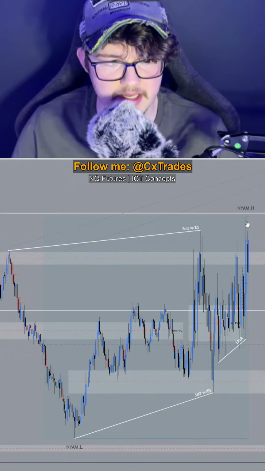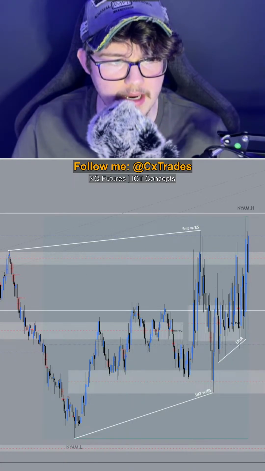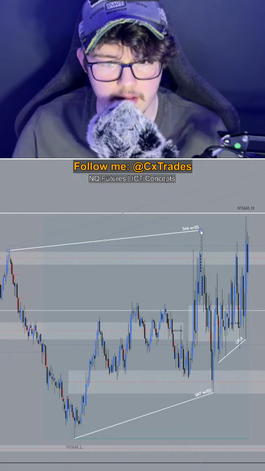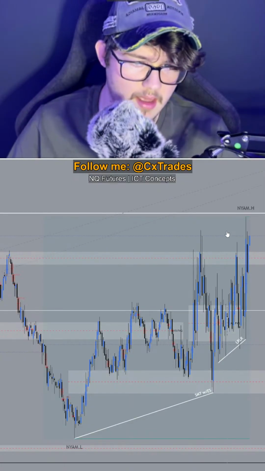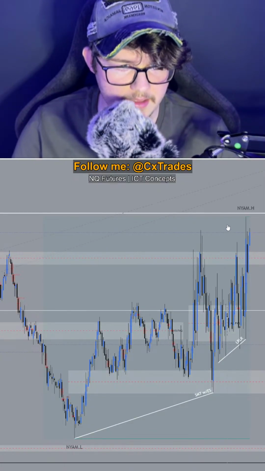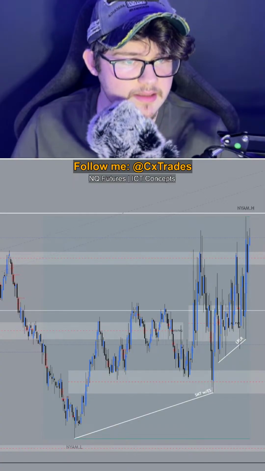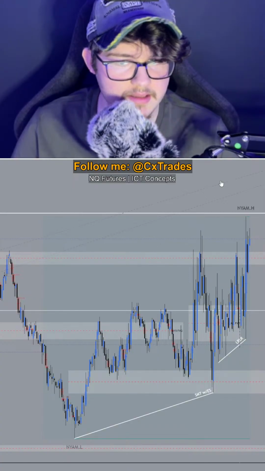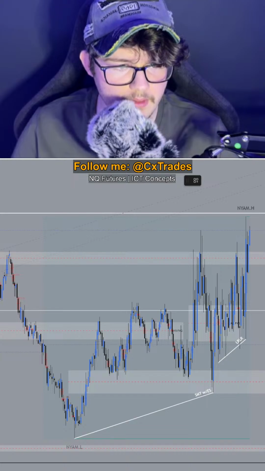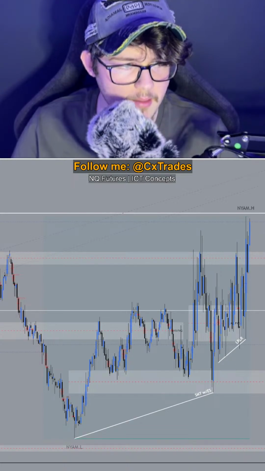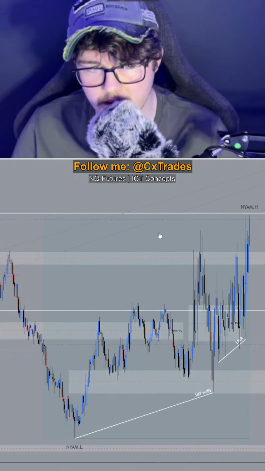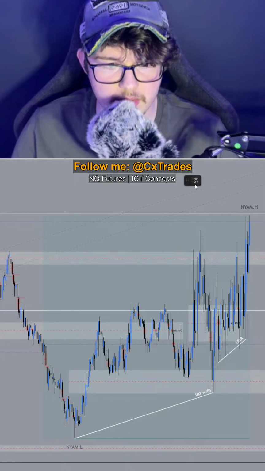Looks like ES and NQ are back on track now. This SMT is now invalid. Yes, run the high. The NQ hasn't run the high yet. Okay, wait, so ES did run the high. We'll soon find out here in just a couple of seconds.